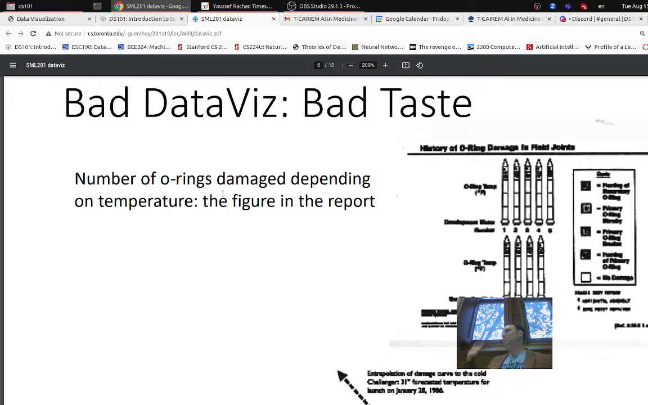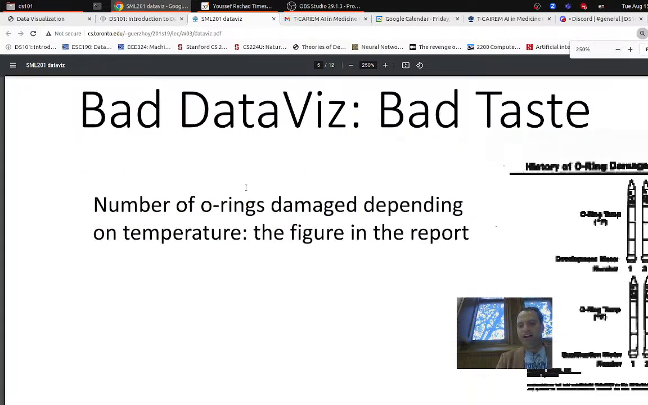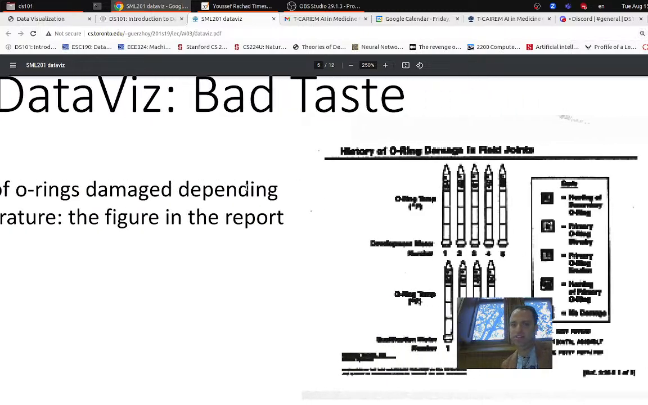So famously, Richard Feynman, during the Committee of Inquiry, dropped the O-ring into ice water and showed that it became more brittle as a result. What does this have to do with data visualization? Well, as it happens, there was a report about the effect of temperature on the properties of the O-rings. This is the best image I could get, so it's not very clear. And the data visualization there looked like that.